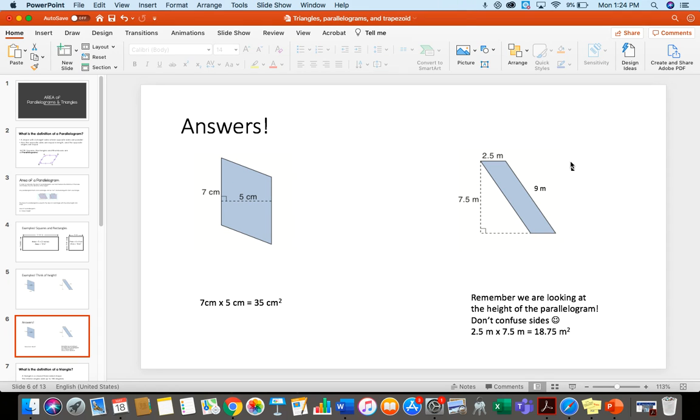This one, on the other hand, might get a little bit confusing because we are given 2 pieces of information. We are probably tempted to look at the side of the parallelogram, but when we have parallelograms, we're actually looking for the height. And in this case, it's stated that it is 7.5 meters. So don't confuse the height of a parallelogram with its sides. So our height is actually 7.5 meters. So we multiply that by the base, which is 2.5 meters, and we get a total of 18.75 meters squared.